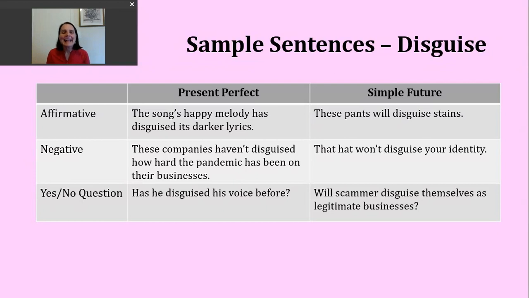To make a negative present perfect sentence, we need to insert not after have or has. You might hear some people use the contraction forms hasn't or haven't. Let's take a look at another example.